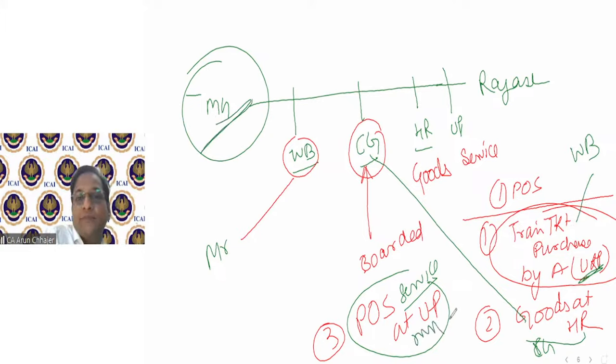So, what is the answer? Answer is West Bengal, question number one. Question number two, Chhattisgarh. And question number three is Maharashtra.